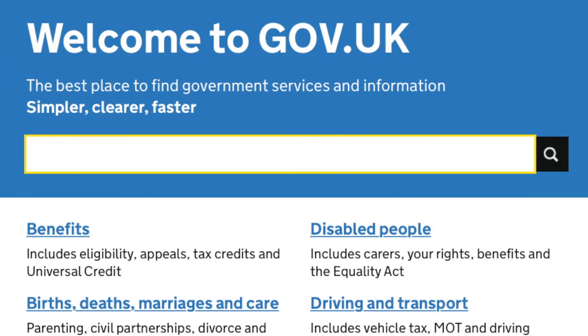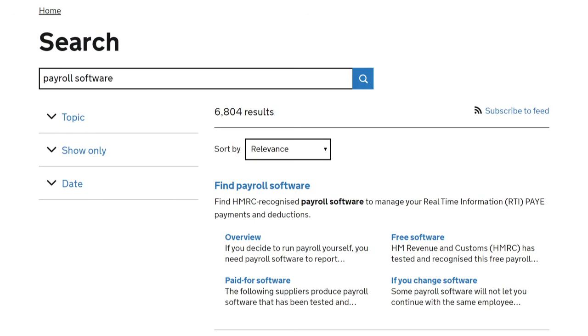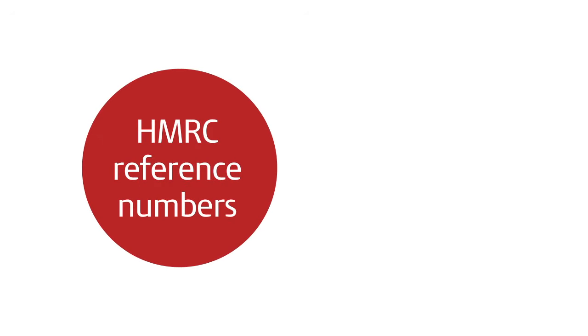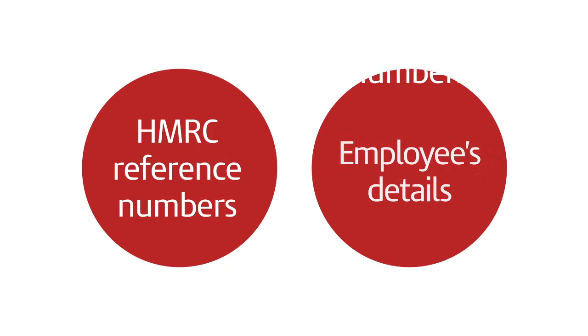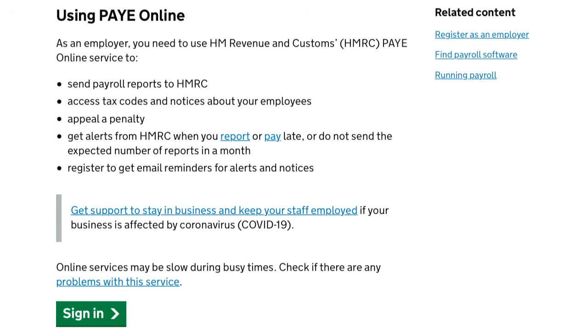To send your reports using payroll software, first go to gov.uk and pick a software package. They've all been recognised by us and come with a user guide if you need more help. You'll need to enter your employer details, including your HMRC reference numbers, and your employees' details, including their national insurance numbers. Next, register for a PAYE online account on gov.uk.